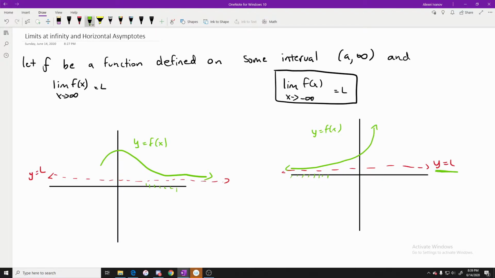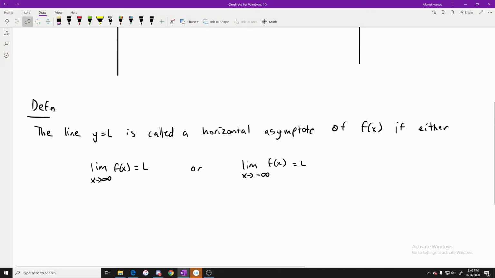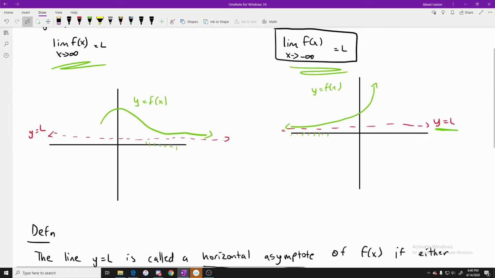Now the reason I'm showing you both these graphs and these conditions is because there's a definition that comes from them, and I'm going to write that right now and we're going to talk a little bit about it. So here's the definition, and this is the definition for a horizontal asymptote. If we read through this, it says that the line y equals L is called a horizontal asymptote of y equals f of x if either one of these conditions is satisfied. And like I showed you above, both these conditions are demonstrated graphically right here and right here.